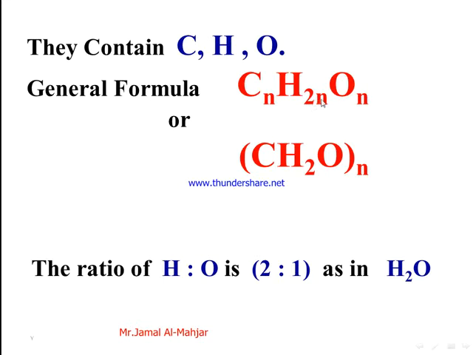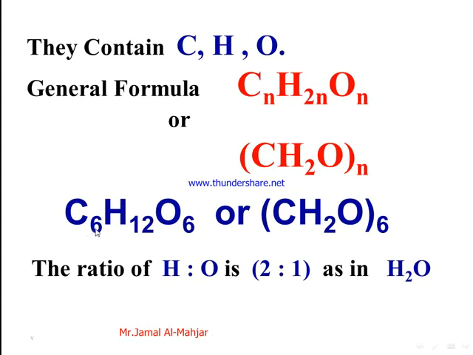If you have any number for the oxygen, this is double this number. If you divide what we have here by n, you will get 2, and this is divided by n, you will get 1. So as in what? As in water. As we see here, it is H2O, 2 hydrogen and 1 oxygen.